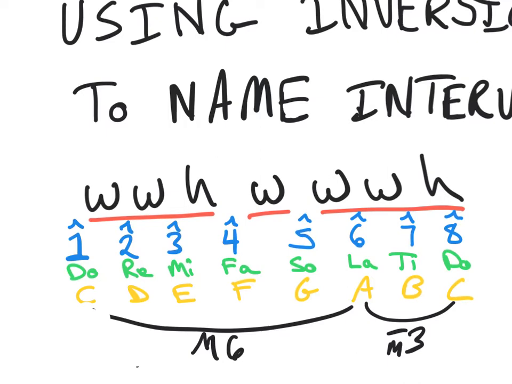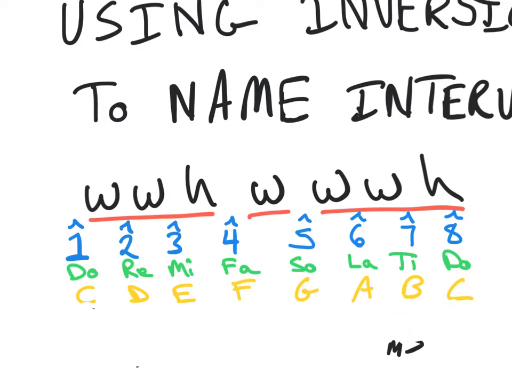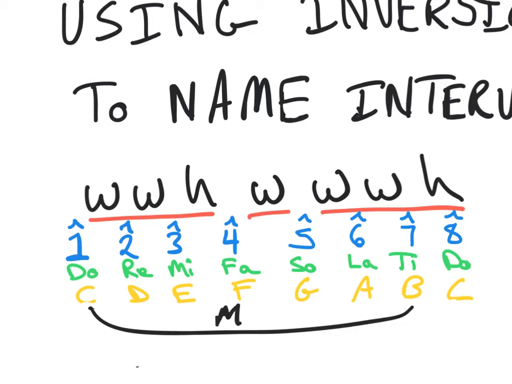And let us just do one more so that we can see how things go within the octave. Then we will have covered just about every instance. We'll have one more to talk about. So C up to B is a major seventh.